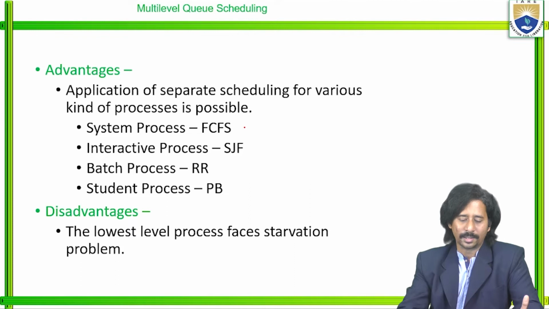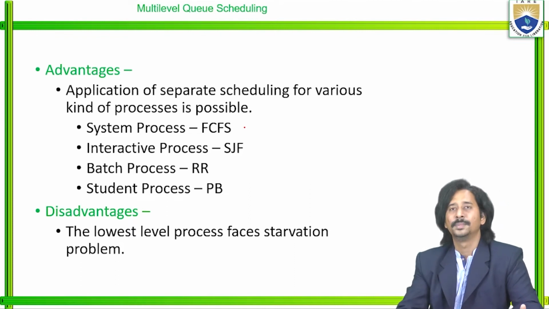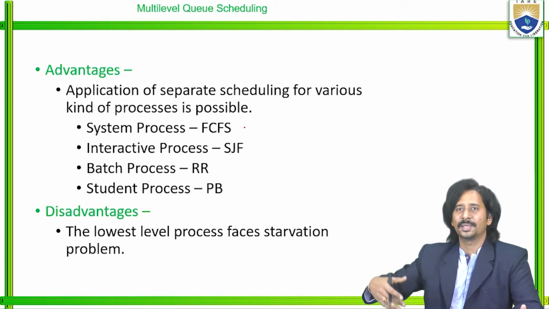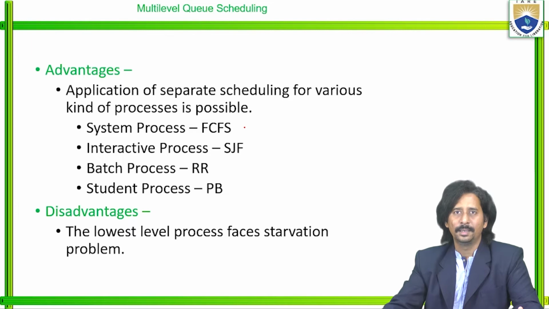But what is the drawback? Here the lowest level processes face the starvation problem. Because whatever process comes under Q5, like the student process in our example, right?